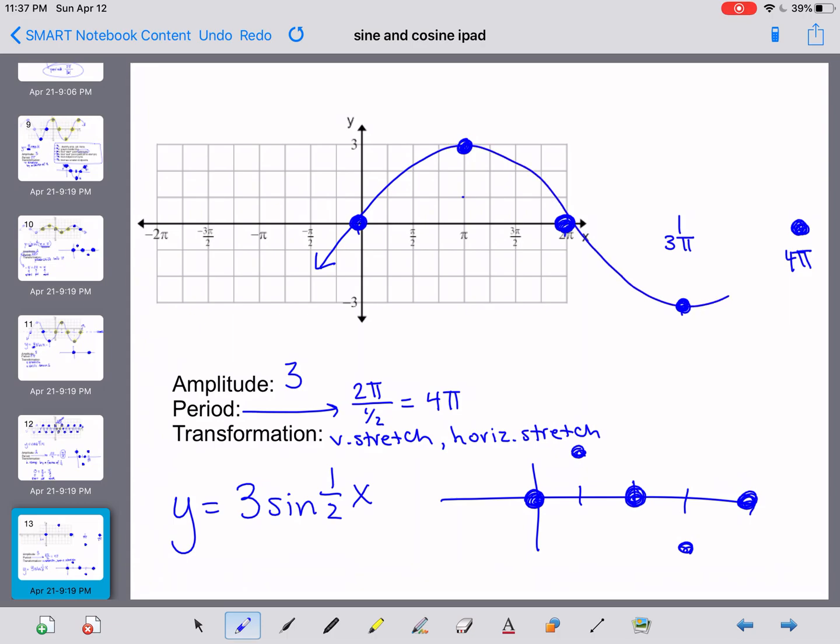That's your one cycle. I'm going to highlight my 5 critical points. You should do the same. And then I'm going to copy and paste. We're going at intervals of pi. So at negative pi, it would go down. And you're just going to fill the graph paper with whatever you can fit.